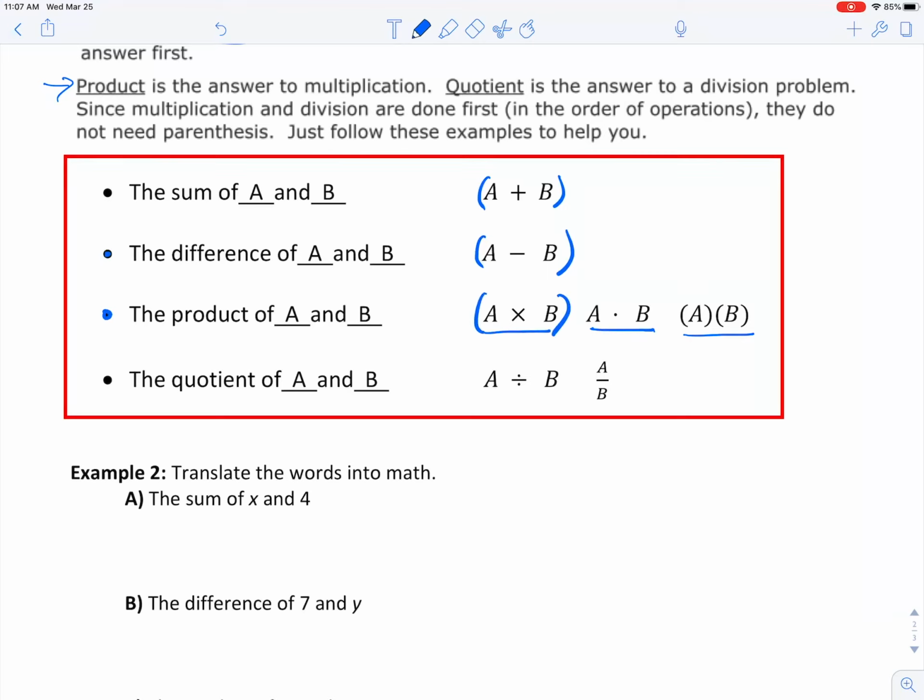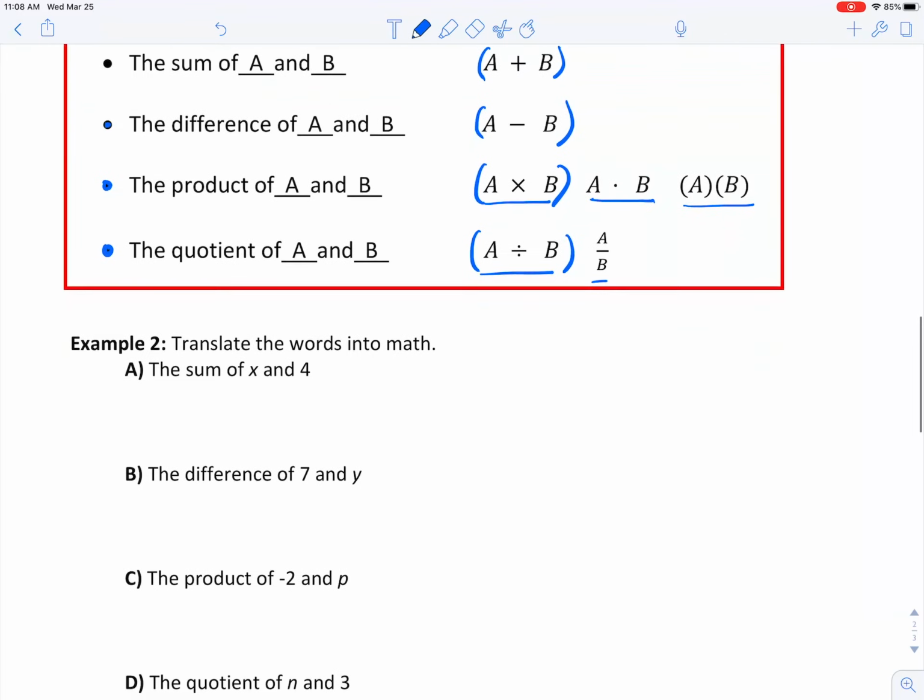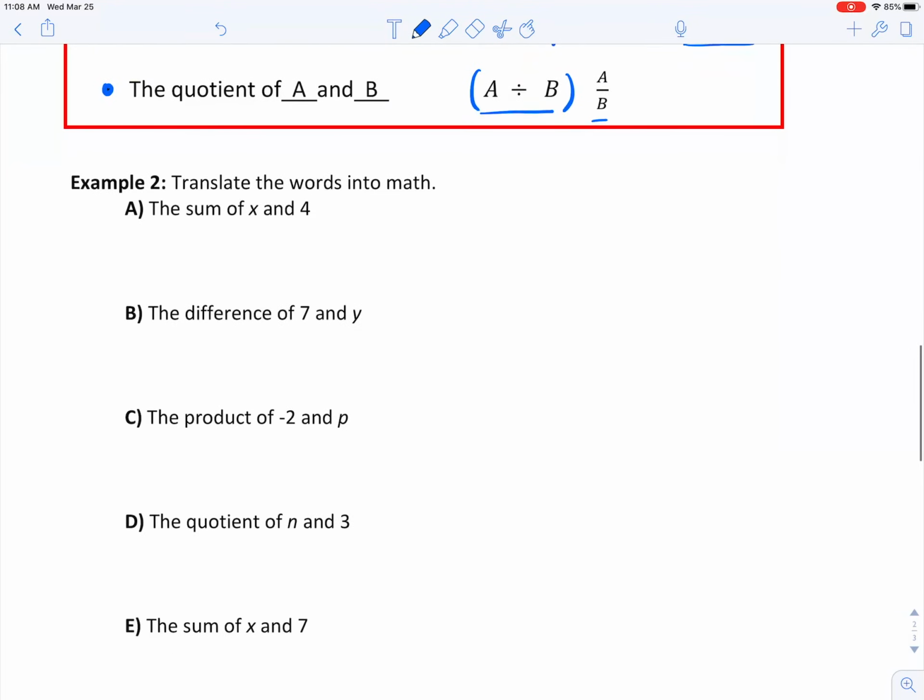Now, it doesn't hurt. You can still put parentheses around it just like you did with addition, the sum and difference, but you don't necessarily need it. Similarly for quotient, we could write it as A divided by B, or we could write it looking like a fraction, A over B. Both of those mean division. And similar, we could put parentheses around here. That is okay, but we don't have to. Okay, so what does this look like in practice?